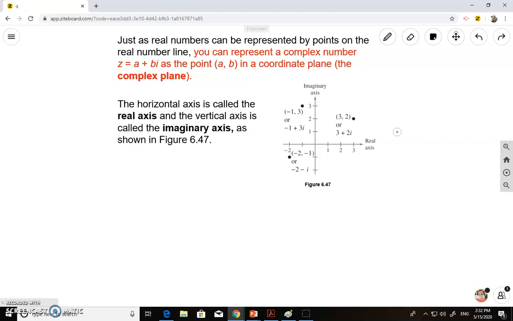In the graph, the horizontal axis is called the real axis, for the real numbers, and the vertical axis, for the value of y, is the imaginary axis.